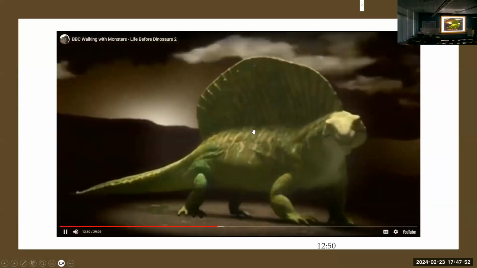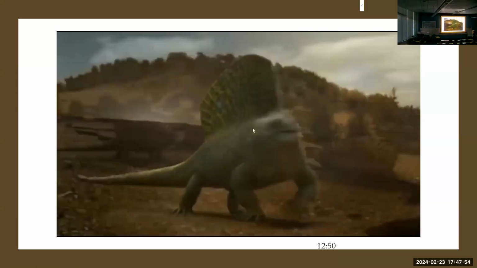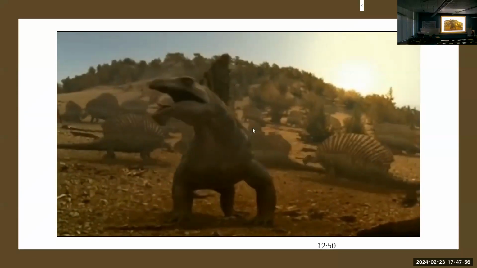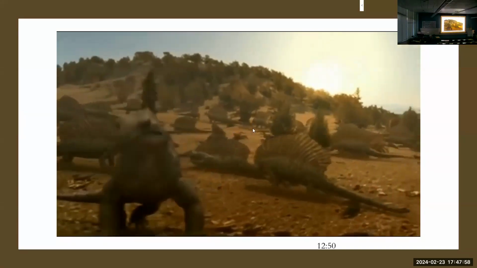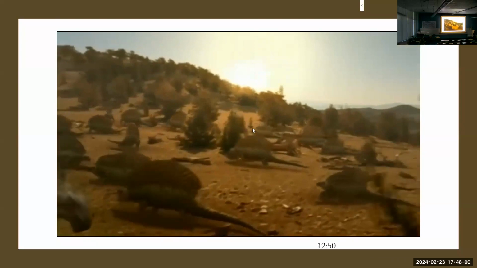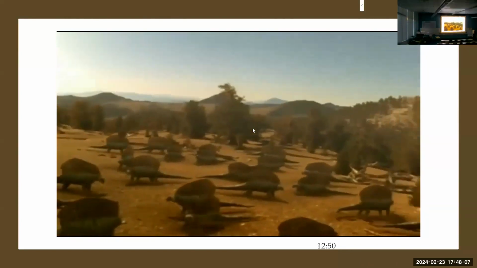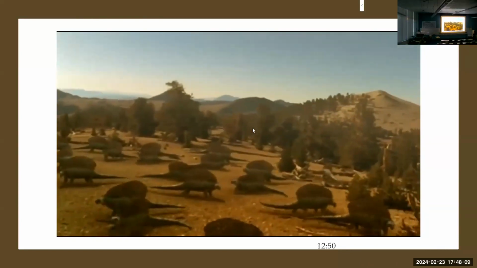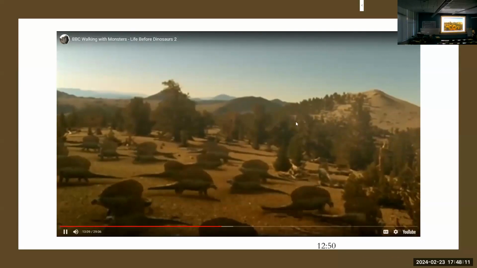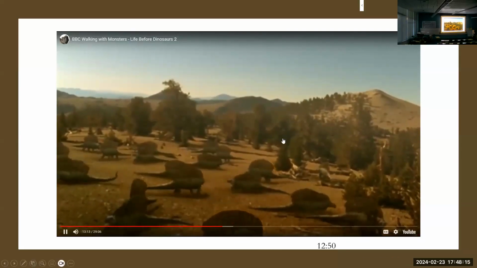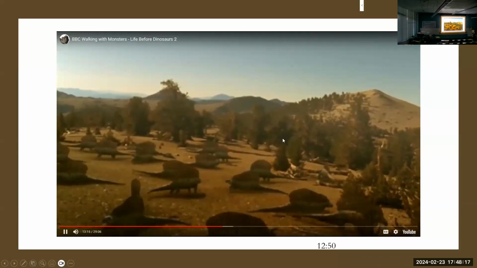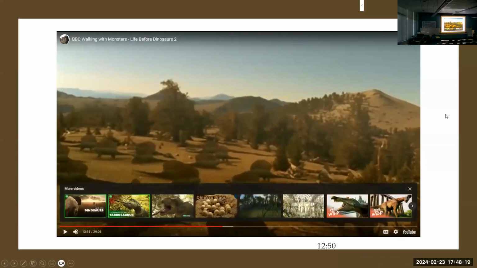Our distant ancestors have come a long way. They've now conquered the land. The world's first giant reptiles have arrived. But they're not related to dinosaurs. Their descendants will be of a very different kind.